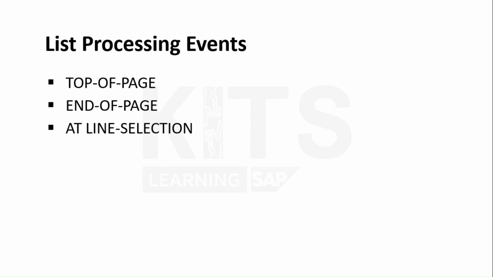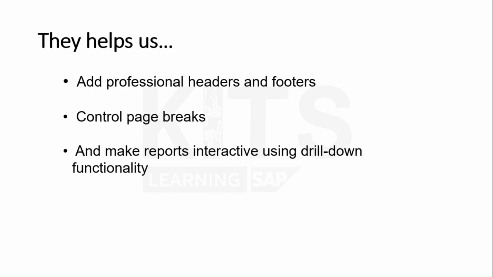By the end of this video, you will clearly understand what list processing events are, why they are needed, and how top of page, end of page, and at line selection work in a real report program using the debugger. Unlike regular report events that control the program flow, list processing events control how the output list behaves after it is displayed. They help us add professional headers and footers, control page breaks, and make reports interactive using drill down functionality.